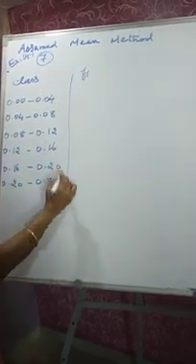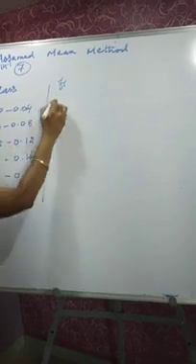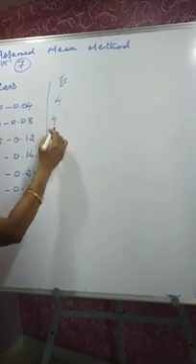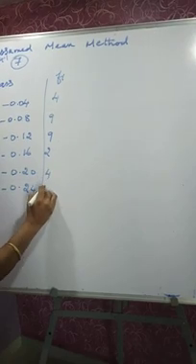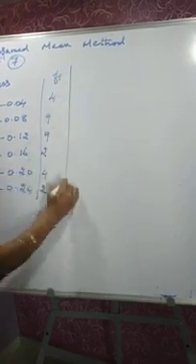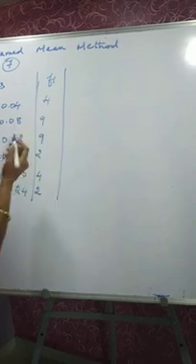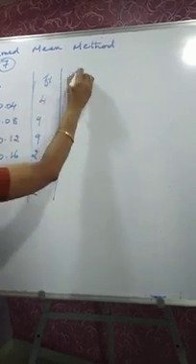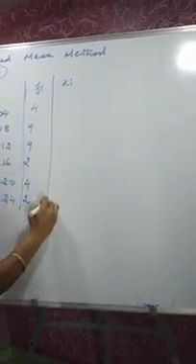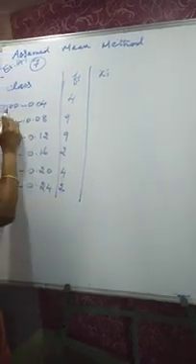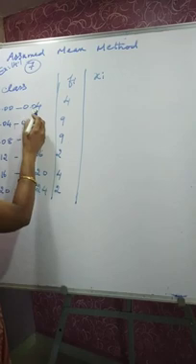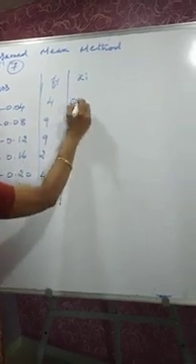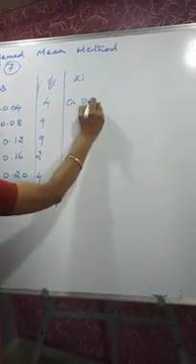Now, frequencies. The frequencies are 4, 9, 9, 2, 4 and 2. So let us recall the columns we made for the previous sum. The third column is xi. Here it is sum of 0.00 and 0.04 divided by 2 gives 0.02.